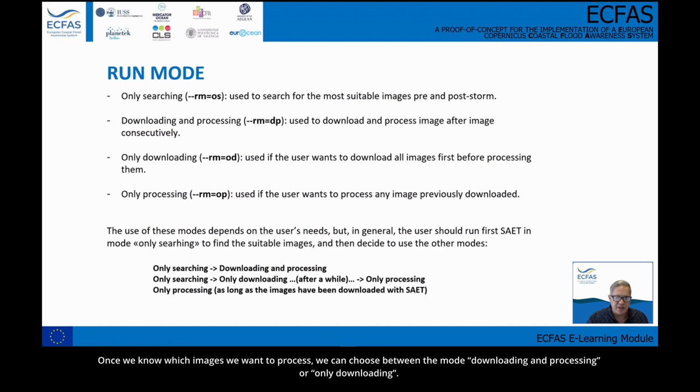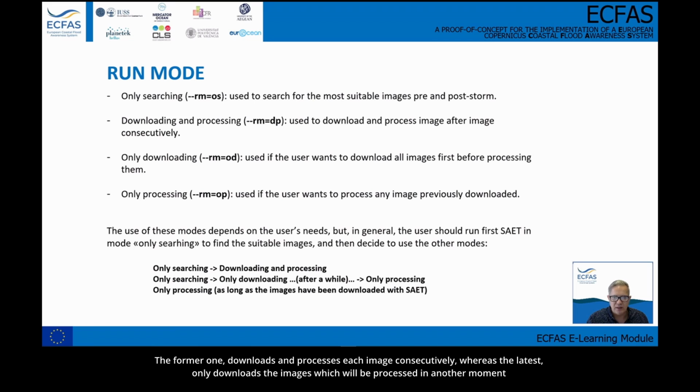Once we know which images we want to process, we can choose between the mode downloading and processing or only downloading. The former one downloads and processes each image consecutively, whereas the latter only downloads the images which will be processed in another moment. For example, if we know that the Copernicus server will be closed for a while due to maintenance tasks, we can decide to download all images in advance in order to prevent downloading problems. Finally, if we have downloaded several images previously, we can process them or reprocess them without having to download them again.